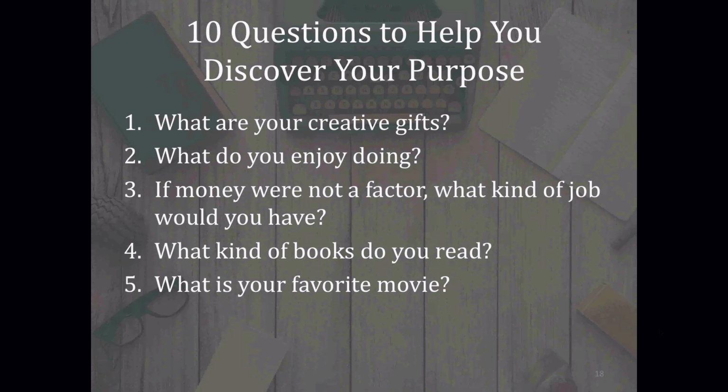Number 2, what do you enjoy doing? And this is different than number 1 because number 2 is a very, very simple question. What do you like doing? And the way that you tell if you enjoy doing something is if you look forward to it. If you say, man, I can't wait till Saturday. I can go work in the yard and plant flowers. Or, man, I can't wait till Sunday afternoon when I can sit back and really read a good book or watch a great movie. Those things are helpful because they can clue you in as to what your passion and purpose in life is all about. Number 3, if money were not a factor, what kind of job would you have?